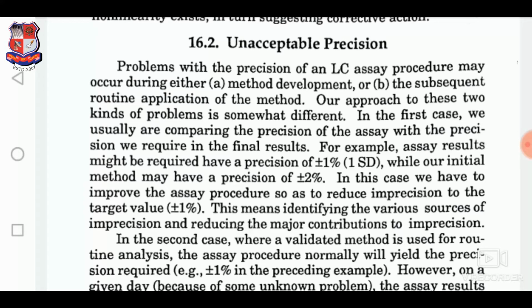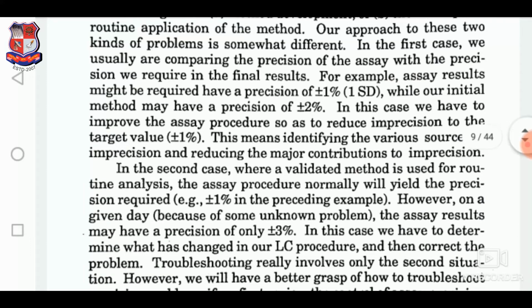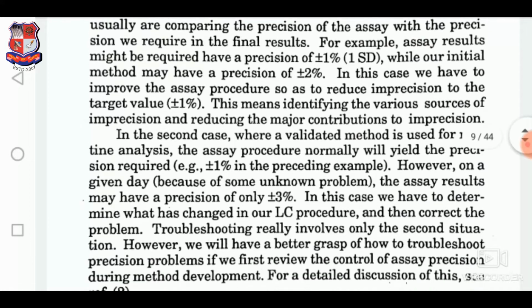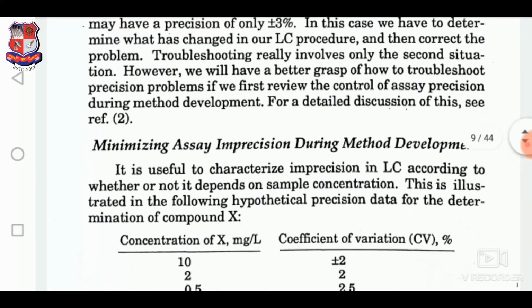In the first case, we usually are comparing the precision of the assay with the precision we require in the final result. For example, assay results might be required to have a precision of within 1% SD, while our initial method may have a precision of within 2%. In this case, we have to improve the assay procedure so as to reduce imprecision to the target value within 1%. This means identifying the various sources of imprecision and reducing the major contributions to imprecision. So this is our main focus.